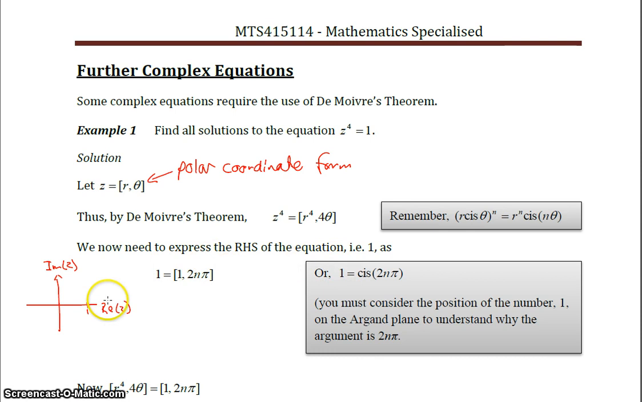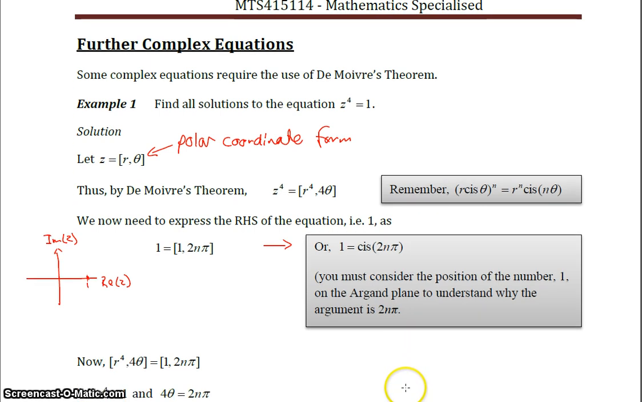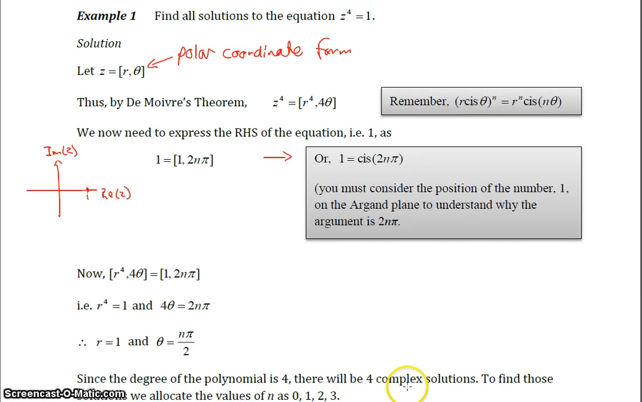And so that's that. But let's have a look here, and this sort of highlights it. 1 can be written as cis 2n pi. That's another way of writing it. 1 times cis 2n pi. So we have to consider the position of the number 1 on the Argand plane, and that just helps us to understand why our argument is 2n pi. Okay, let's move down and see what we've got.